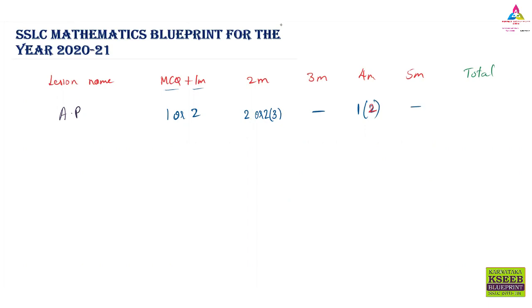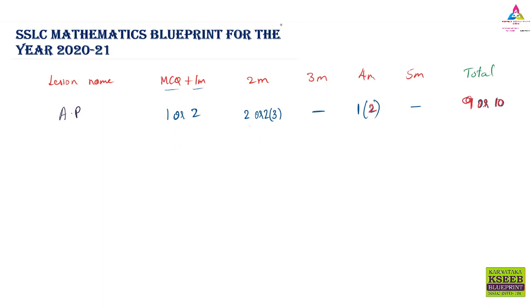So the total number of questions will be 5, 6 or 7, but you are going to get 9 or 10 marks in total from the AP lesson. So it is a very important lesson. 1 or 2 marks from the 1 mark questions, then 2 questions of 2 marks is totally 4 marks, and 4 marks for the 1 question. So 4 plus 4 is 8, plus 1 or 2, that is 9 or 10 marks from the AP lesson.